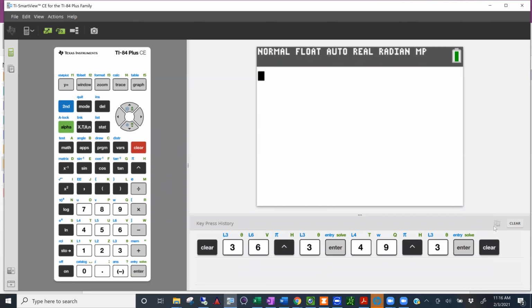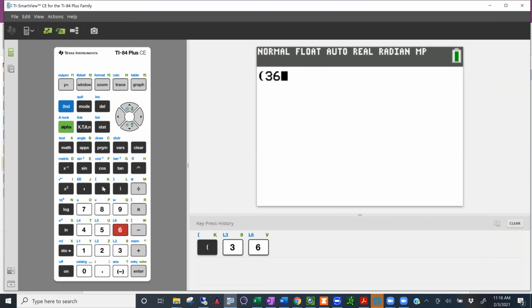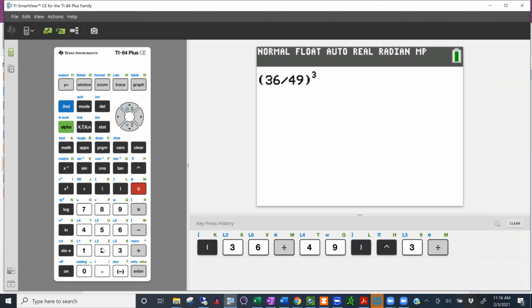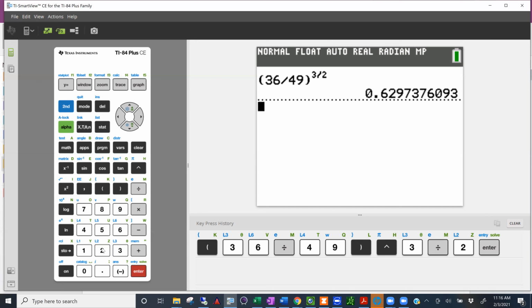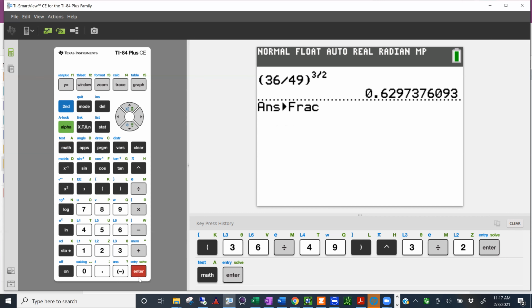Now, this is assuming that you have a graphing calculator. I'm just going to type it in exactly the way the problem is presented. Left parenthesis, 36 divided by 49, right parenthesis, I want to raise that to the 3/2 power. So 3 divided by 2. And when I do this, I'm going to get a really ugly looking number. But there's a trick. And that trick is to hit the math key and then press enter twice, because that's going to turn your answer into a fraction, if possible. There you go. 216 over 343. And that's it. So that's what you have to be able to do.